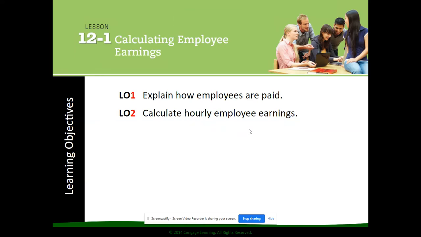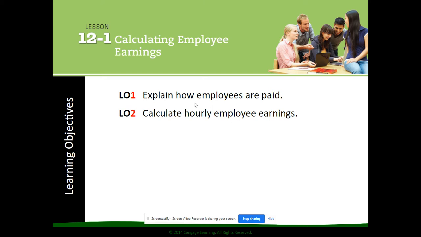Guys, today we're going to start Chapter 12, and Chapter 12 is all about payroll. So, up until this point, we learned about how to journalize different transactions if we are buying things or selling things, making sales, receiving income, but we never talked about how we actually pay our employees. So, that's what we're going to be doing today.